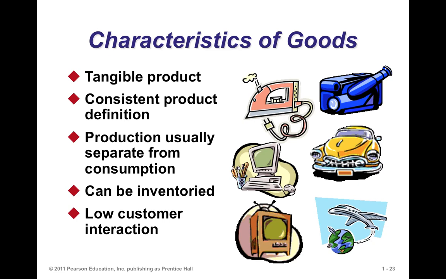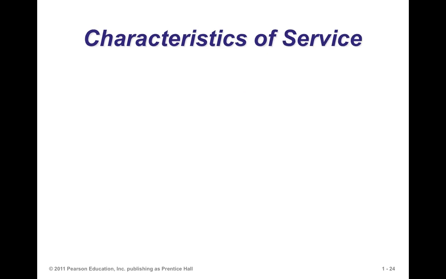Characteristics of goods and services is an important thing to discuss because the nature of a good and/or service has implications for how you manage operations. So with goods, they're usually tangible, consistent. You produce them in a factory somewhere hidden out in the boondocks. You could inventory the stuff in a distribution center or warehouse, and the customers never see it until they actually purchase the product. I never touched the Samsung Galaxy Tab 2 until I bought it. I don't know where it's made. I couldn't tell you where it's made.